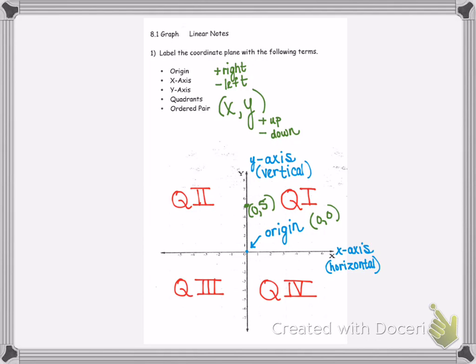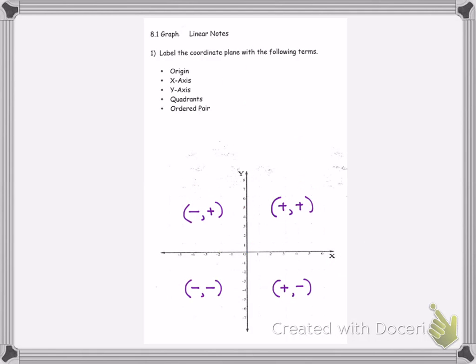And if I give you an ordered pair something like -2, 0, that means you're going to the left 2 and you're not rising or falling at all. So that point would be on the x-axis, 2 to the left. So that's -2, 0.